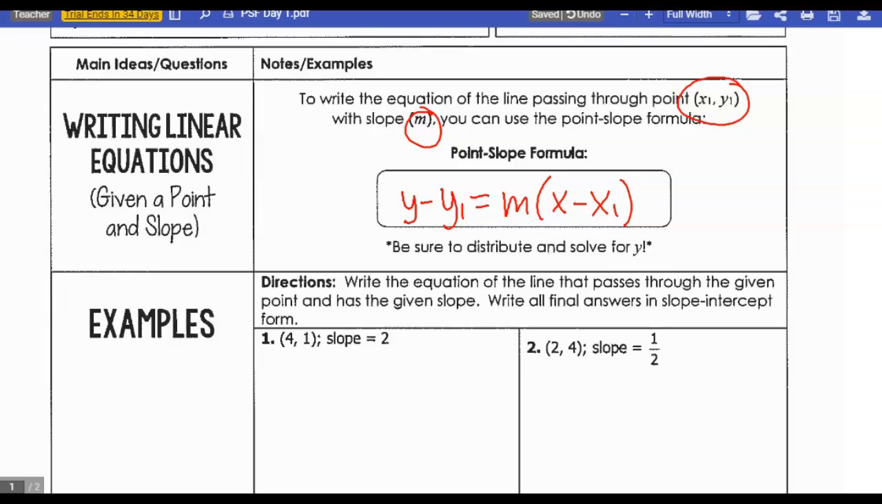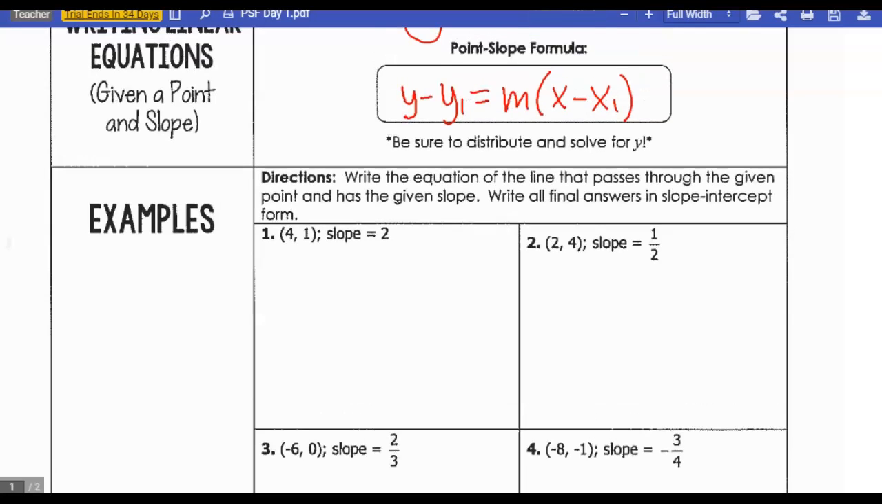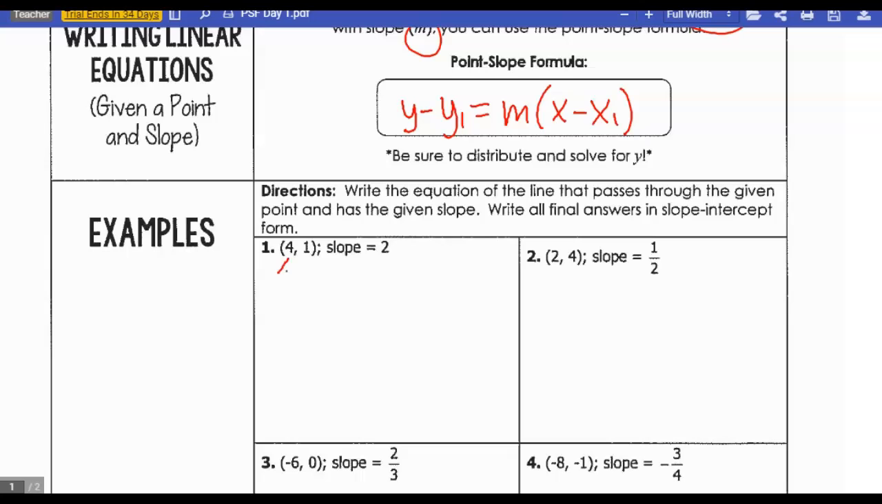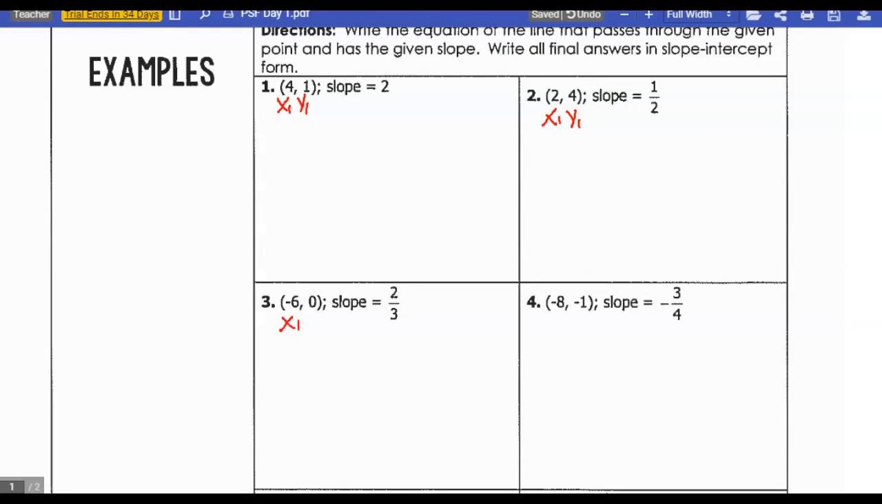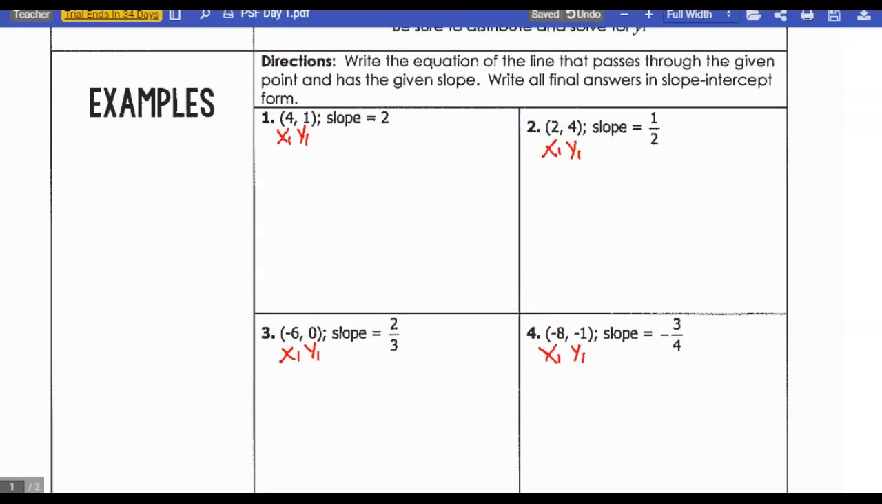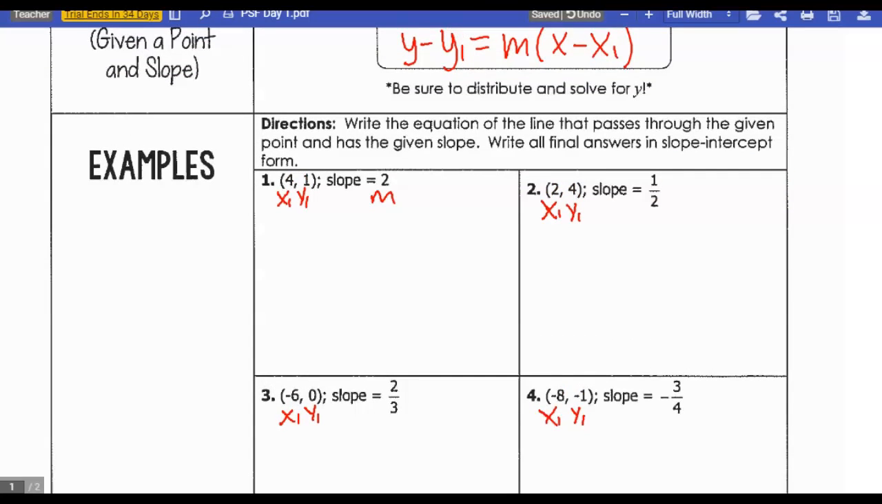So here we go. Let's do some examples. And I'm going to skip these directions for a second, and we're just going to start basic. So here's what I do. I take these points and I always label them x1, y1. Just like when we're calculating slope, it just helps me out. x1, y1. I think that's all I'll do today. The slope, of course, is m.